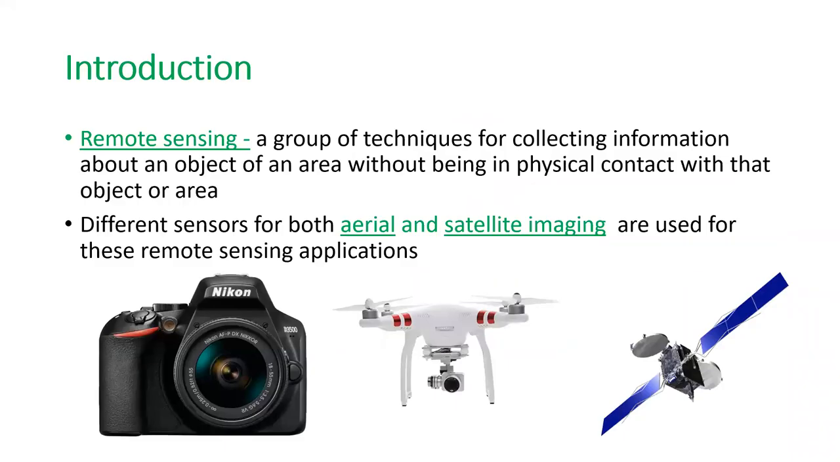Remote sensing is a group of techniques for collecting information about an object or an area without being in physical contact with that object or area. So basically, you might need to do something close to what you want to achieve. Sometimes there's some stuff you cannot see, so you need to use specific sensors to do that, and you don't need physical contact. And this is very common.